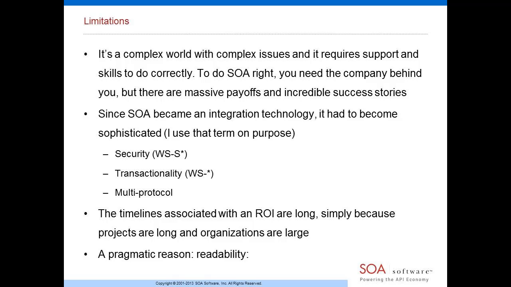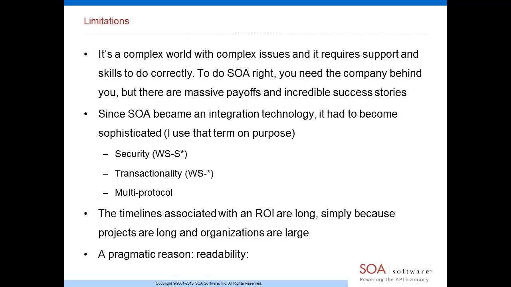So since SOA sort of became an integration technology, it became sophisticated. And I deliberately use the term sophisticated versus the term complicated because the real world always interferes with nice, clean, simple ideas. If I think back, SOAP was Simple Object Access Protocol. It was supposed to be simple. And along came real-world scenarios. People wanted to secure it. People wanted to make it transactional. People wanted it to work on multiple protocols, simply because those were the real-world concerns they had with application integration behind their firewall. So services, XML services, SOAP services, became complicated because the real world started to intrude on those.